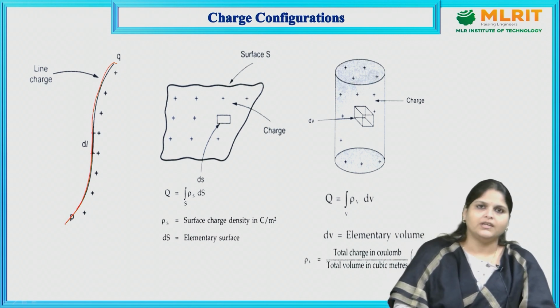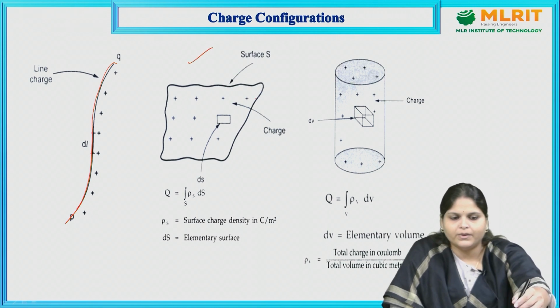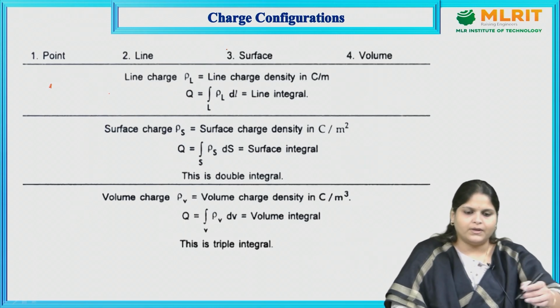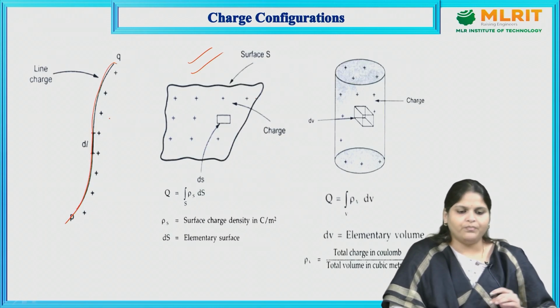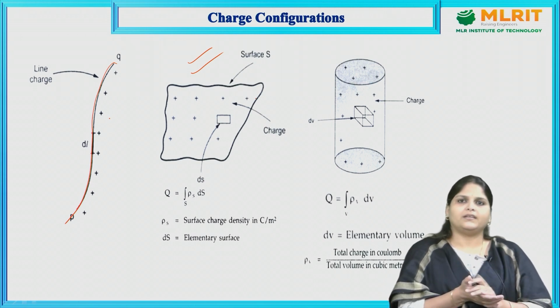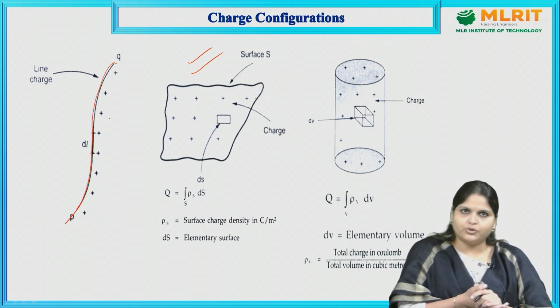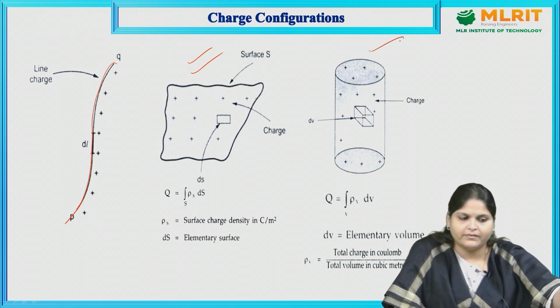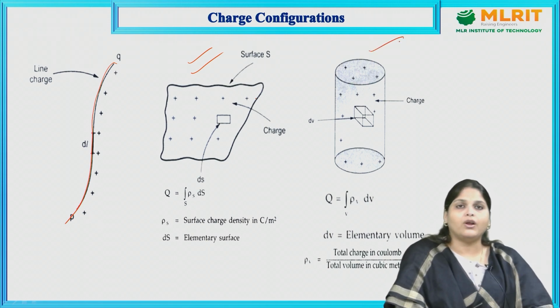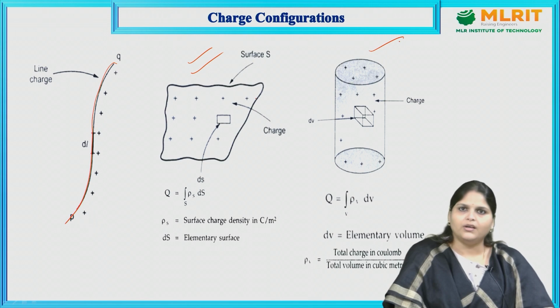uniform charge distribution. The other one is this one, surface charge. So the charges are distributed on a surface uniformly, that is called surface charge, right? And this distribution is called uniform charge distribution. Next one is volume. So when the charges are distributed in a volume, that is called volume charge, right?